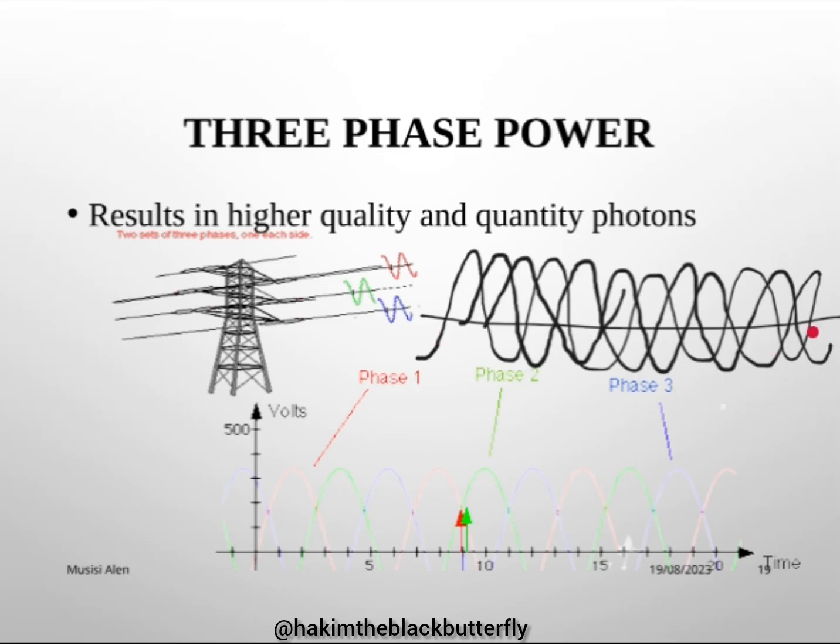Now, if these voltages are fully rectified, whereby the negative half cycles are transformed to become positive half cycles, the voltage becomes almost constant.